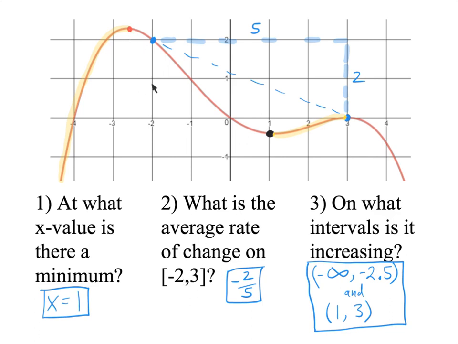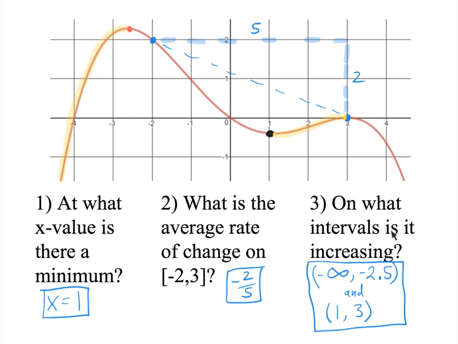So negative 2 is right here. There's a blue dot. And 3 is right there. So the average rate of change is the slope. So let's see. We went 5 over and 2 down. So just remember, it's rise over run. So it's 2 over 5. And it's going downhill. So that's why it's negative.